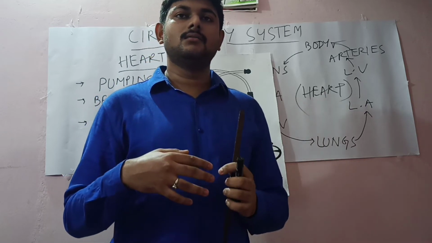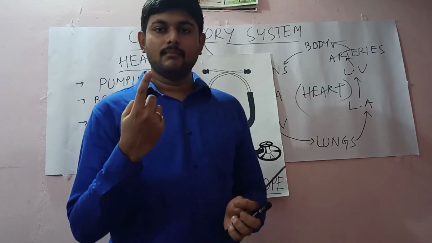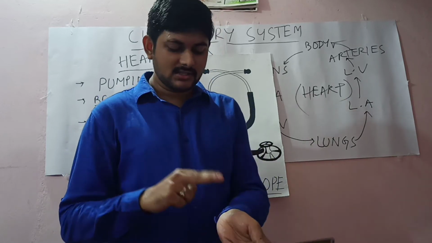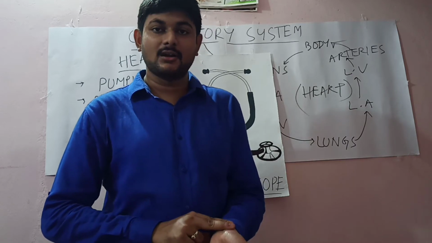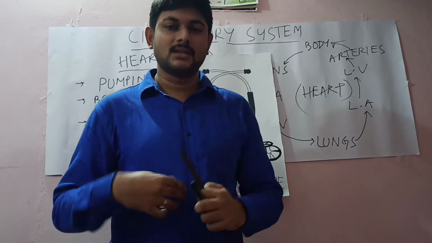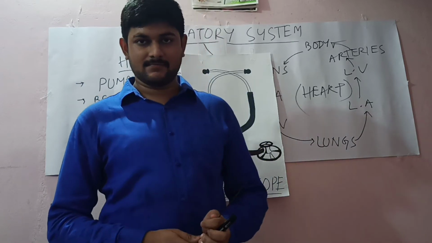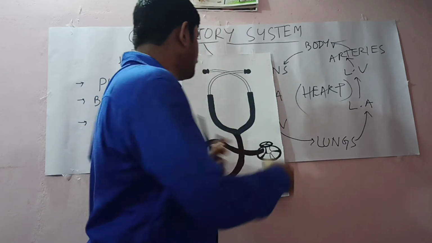Now we can calculate the heartbeat by another process. Put your index finger and middle finger just below your palm, and you can also feel the rhythmic contraction and relaxation of the heart here. It is also called the pulse rate. We will study it in detail in the next class. Okay, now let's revise what we have studied here.